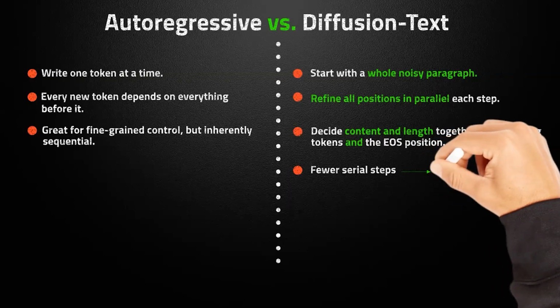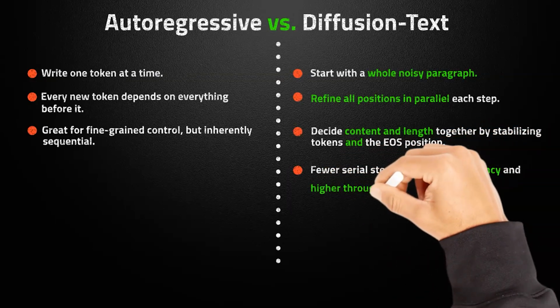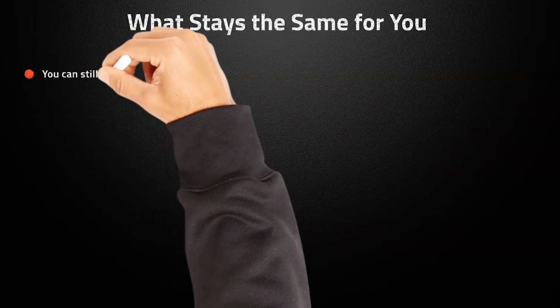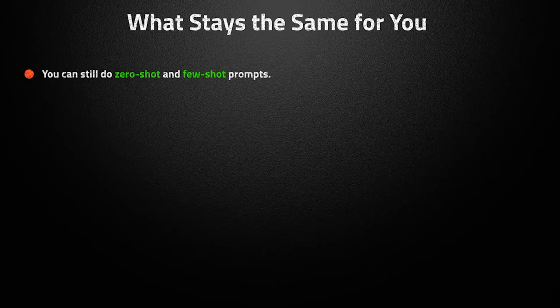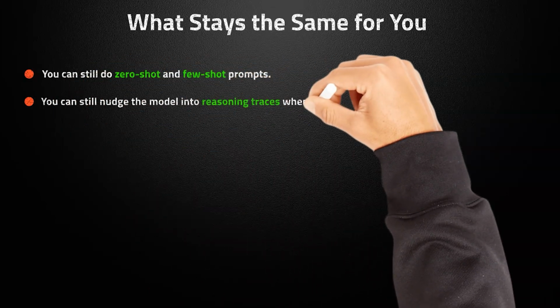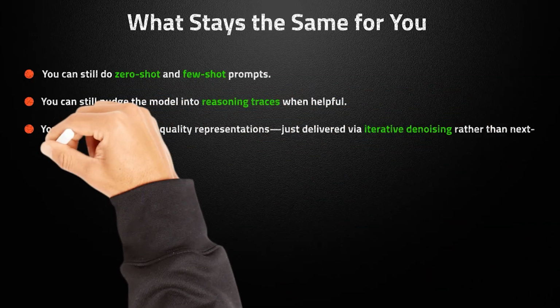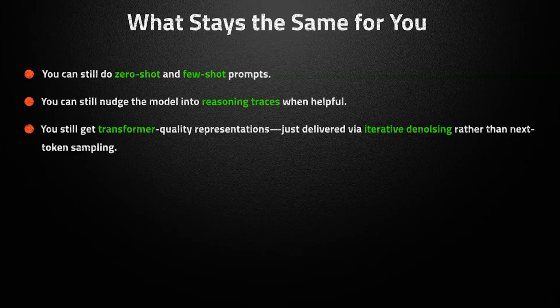Despite these differences, there are a few things that stay the same for you. Even though the engine under the hood is different, your workflow doesn't have to change. You can still do zero shot and few shot prompts. You can still nudge the model into reasoning traces when helpful. You can still get transformer quality representations, just delivered via iterative denoising rather than next token sampling.